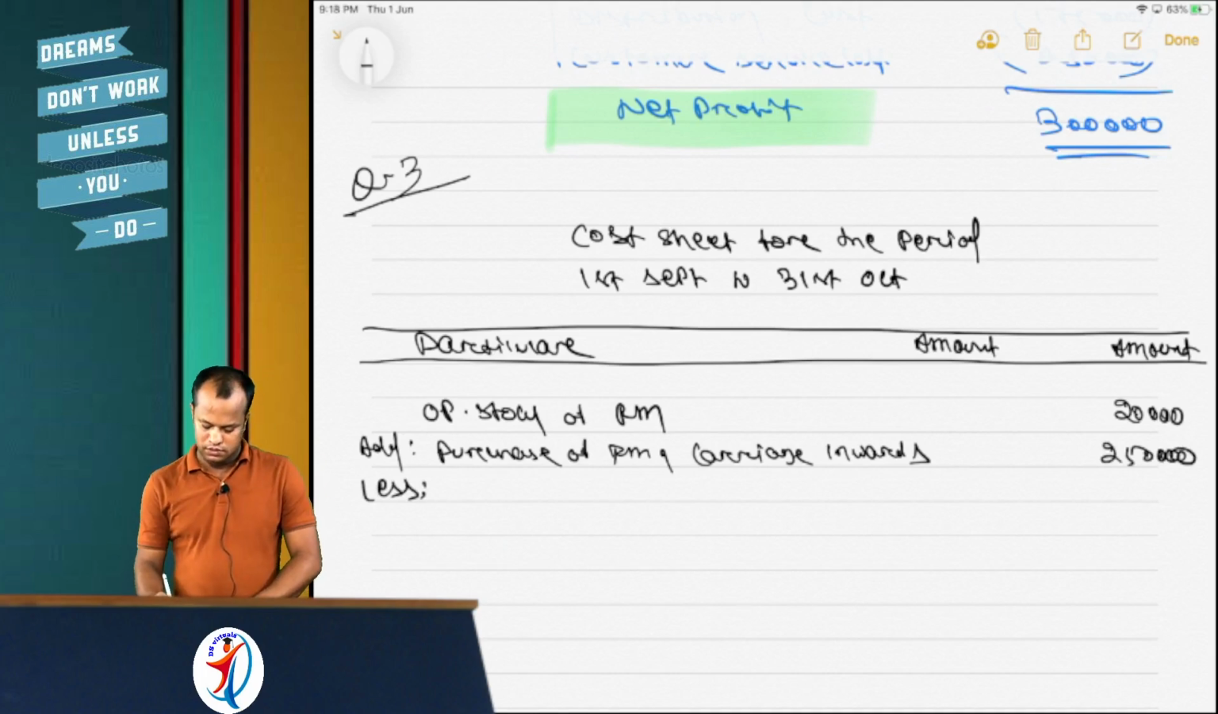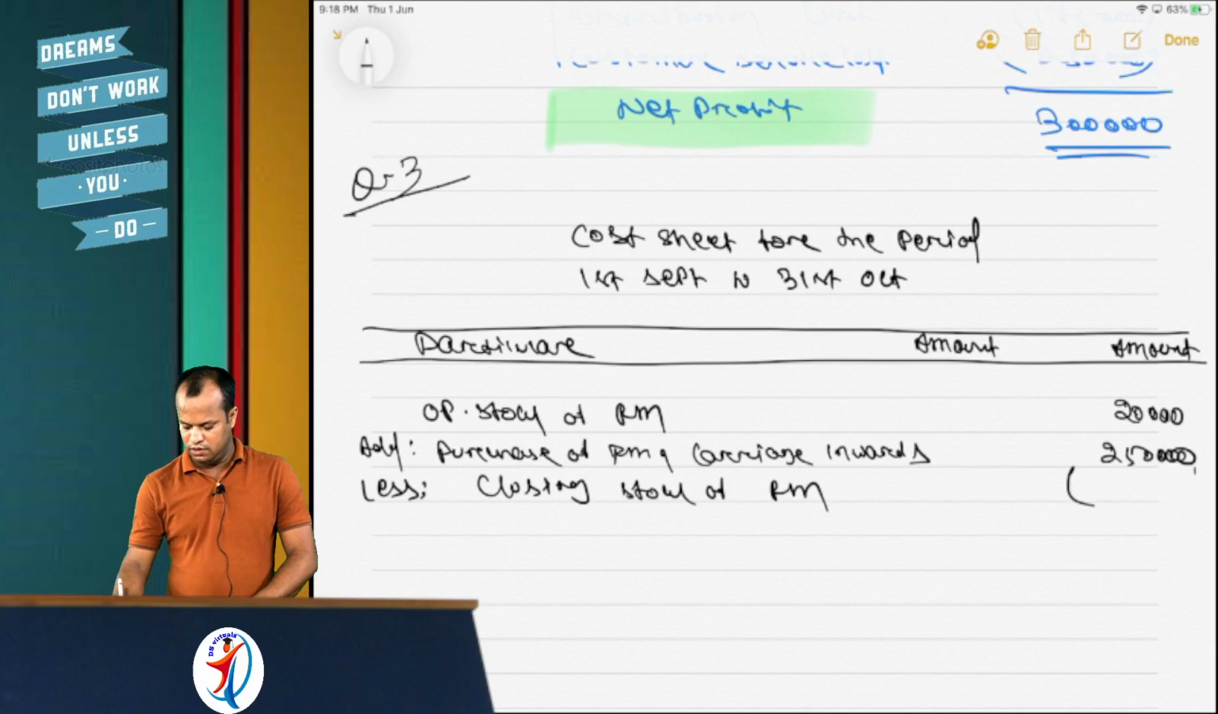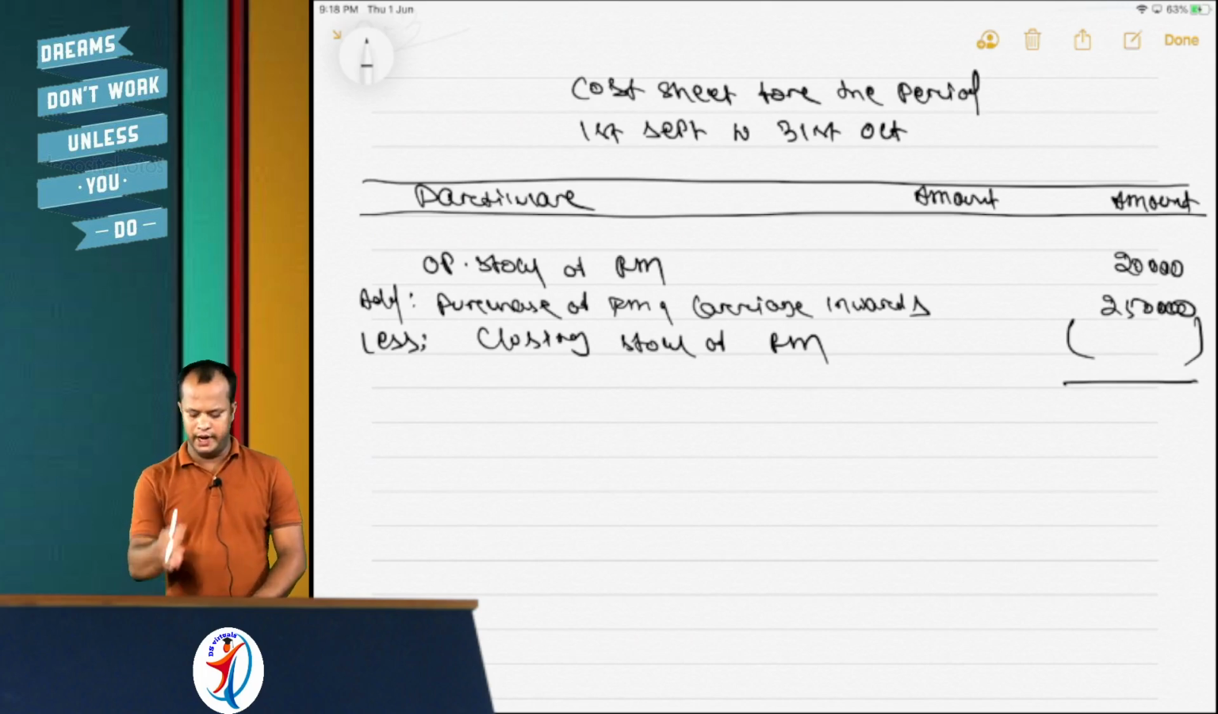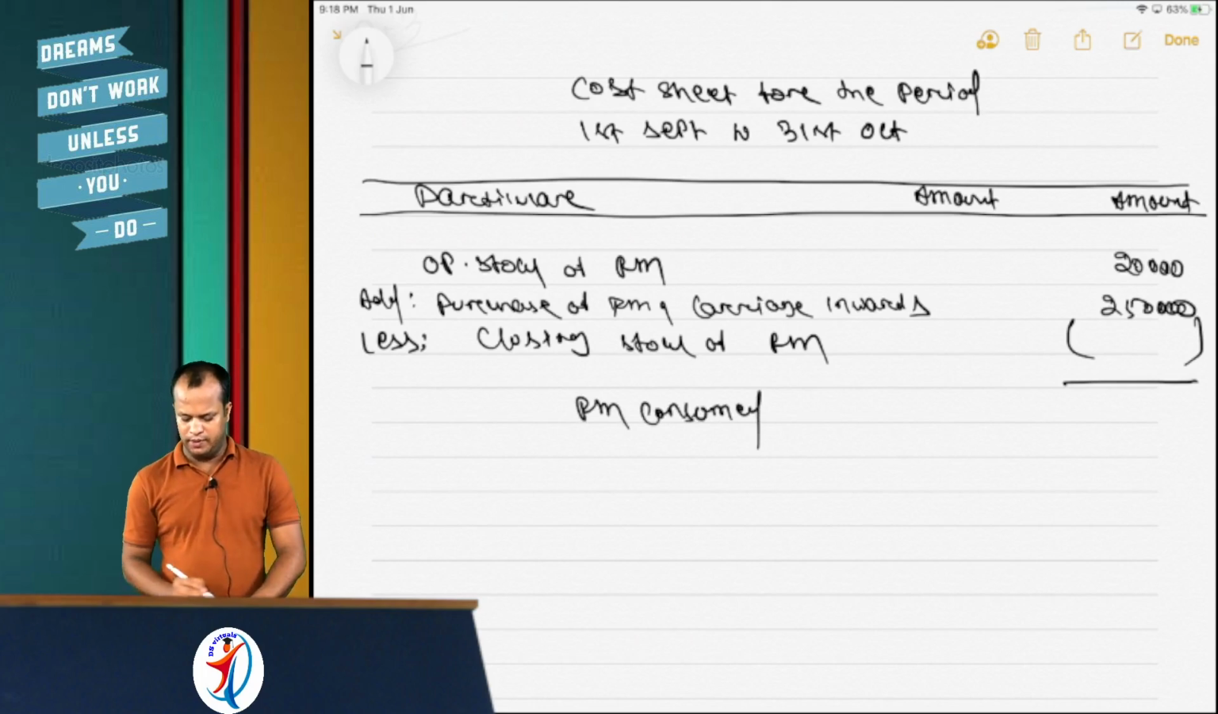Less: closing stock of raw material. The amount is not given, so I will try to find it. Sir, how will you find it? Now don't try to find closing stock of raw material. First go up to the last point of the cost sheet by writing the format and the amounts which are available. Leave the amount of items which are not given. So the result will be raw material consumed. The amount of raw material consumed cannot be computed now because closing stock of raw material is missing.